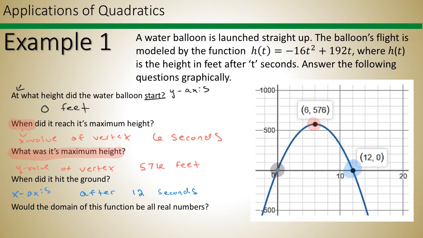And then next question, would the domain be all real numbers? Okay, the answer to that is no. The domain is not going to be all real numbers. We actually have a limited domain. So our domain is actually going to start at 0 seconds, and it's going to go until 12 seconds. It stops when this balloon hits the ground. So I'm going to say our domain is any x value that is greater than or equal to 0 and less than or equal to 12. That is going to be our domain on this one.